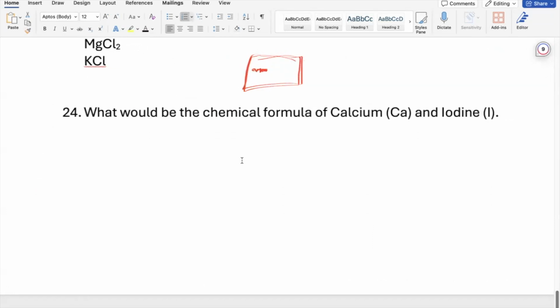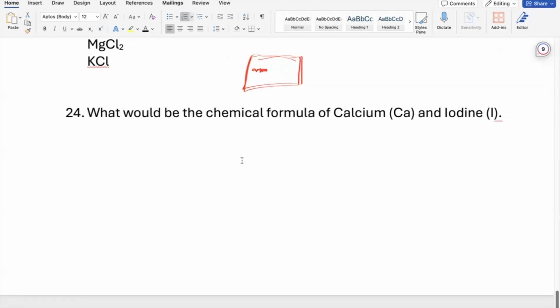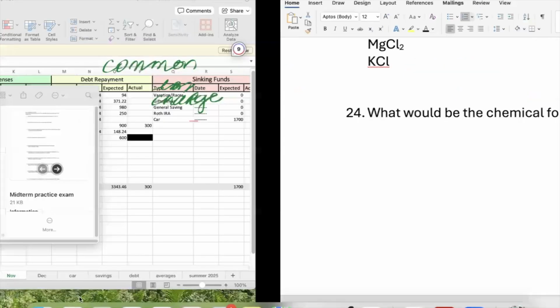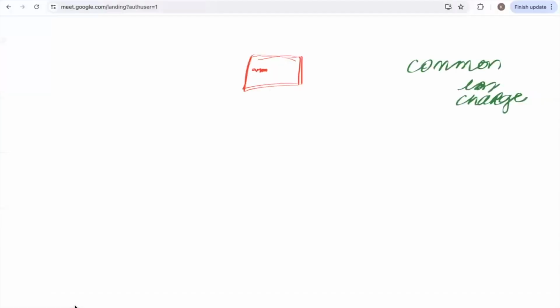So what would be the chemical formula between calcium and iodine? This would require us to go to the periodic table and figure out the common ion charge. That's a trend we learned, I think right at the start of module 2. So if you don't mind, I'm going to quickly refresh you on that trend by going to a periodic table online.